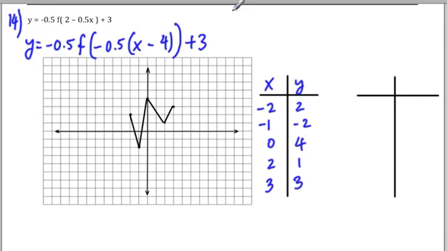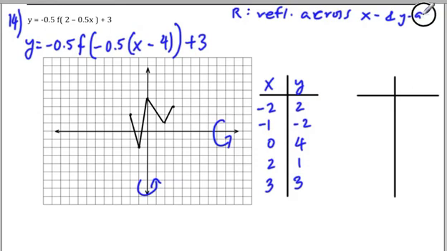Okay, so let's look at RST again. R is simply a reflection across the x-axis, so this means that all the y's will flip. And this negative here means that all the x's will flip. So there's a reflection across the x and y axis. Okay, so we got the reflection.